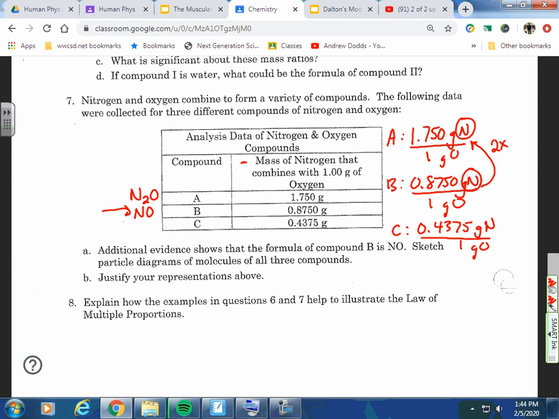I can also see here if I divide these that C goes into B 2 times. But this is tricky. Because if B only has 1 nitrogen, we can't do N 1/2. Can't do that. You got to have a whole number there. So what are we going to do here? Any ideas?